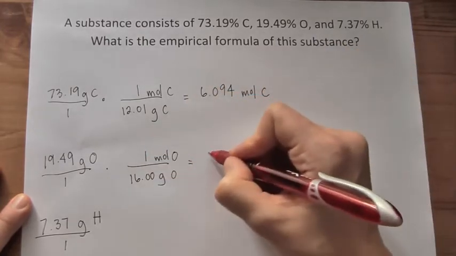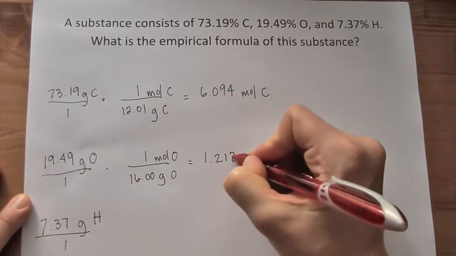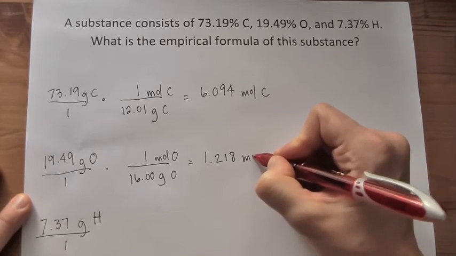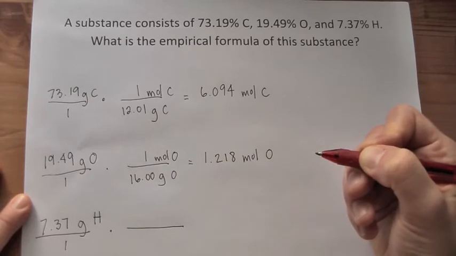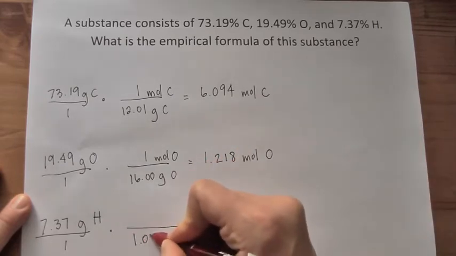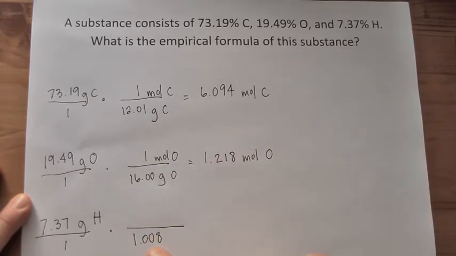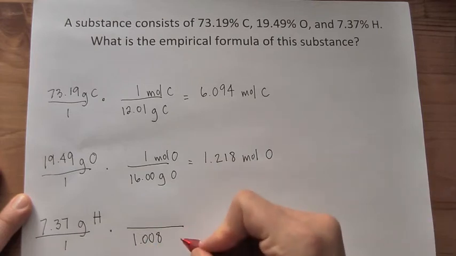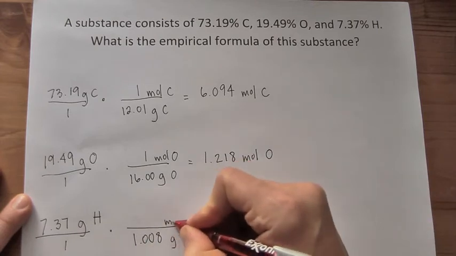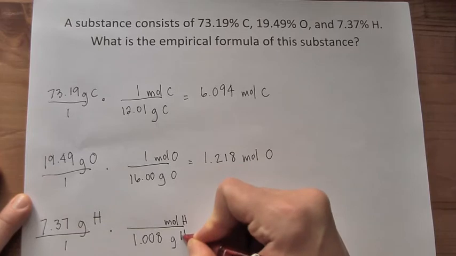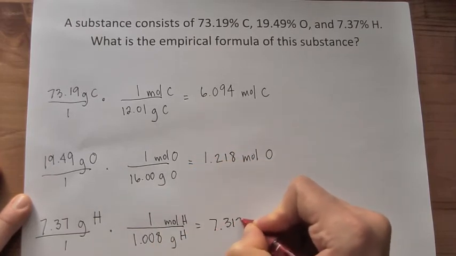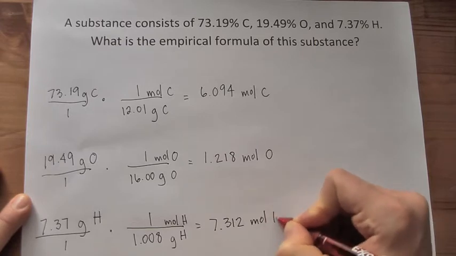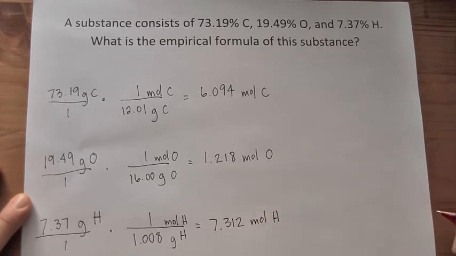I multiply that out and I get 1.218 moles of oxygen. And finally with hydrogen, I look at my periodic table and the value is 1.008 grams per mole of hydrogen. I multiply that out and I get 7.312 moles of hydrogen. What's my next step?